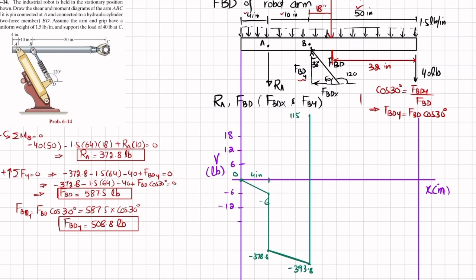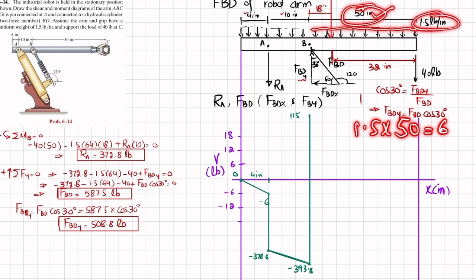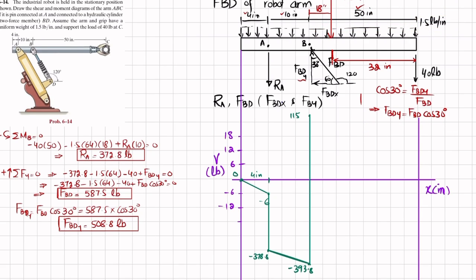And again, you can see that you have a uniformly distributed load over a length of 50 inch. So 1.5 into 50 will be equal to 75 at this end. So 115 minus 75, because this load is downward, will give you 40. So at this end we will be having 40.